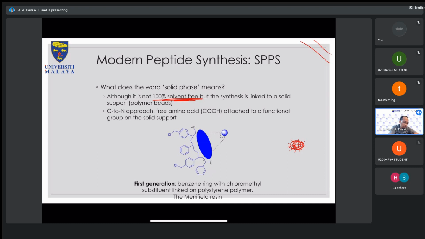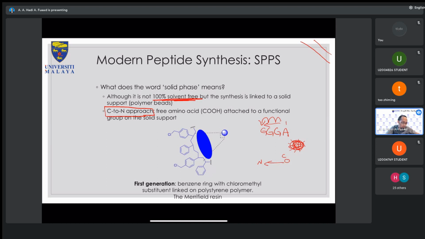I think I mentioned this last time: the approach is C to N synthesis, where you start off with the C-terminus. If you have a sequence of peptide, you start synthesizing with the C amino acid first, followed by the N. So if you have GGGA, the first amino acid in solid phase peptide synthesis is A, and then you move to the next one, and then the next one.